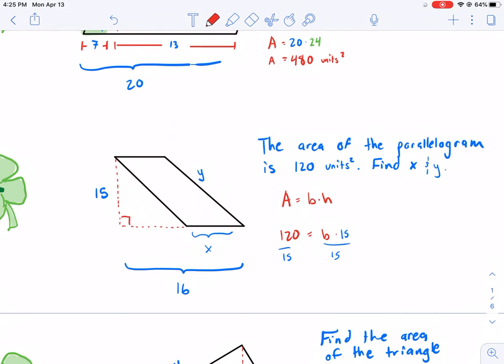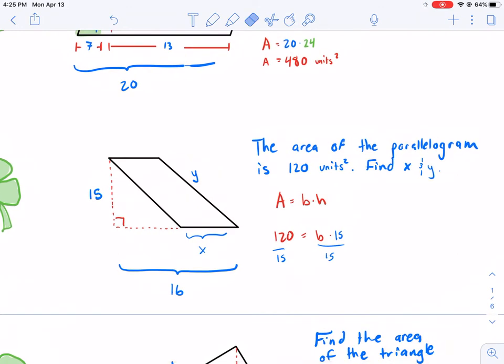Let me write this out here a second. 120 divided by 15. Oh, I already wrote that down. And we get 8 equals our base. So x equals 8. So we found x. Now we need to find y. Okay? So how do we find y? Well, y is this distance here. And if that's y, then this is also y over here.